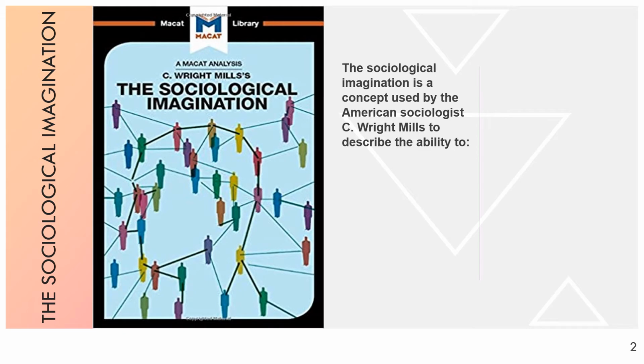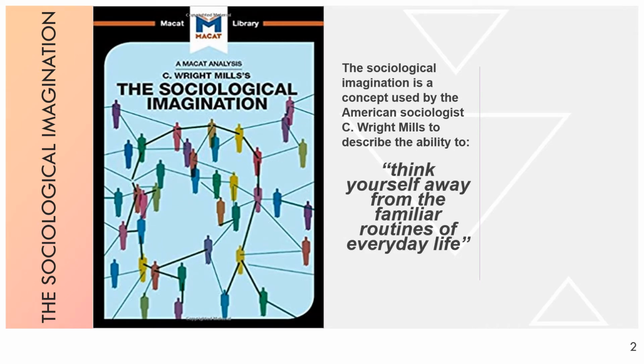Now, the sociological imagination was a concept introduced by the American sociologist C Wright Mills, and essentially it was an ability to think away from the familiar routines of everyday life. What this is saying is that we should look at something beyond our own understanding, try and look at something from a completely new perspective.